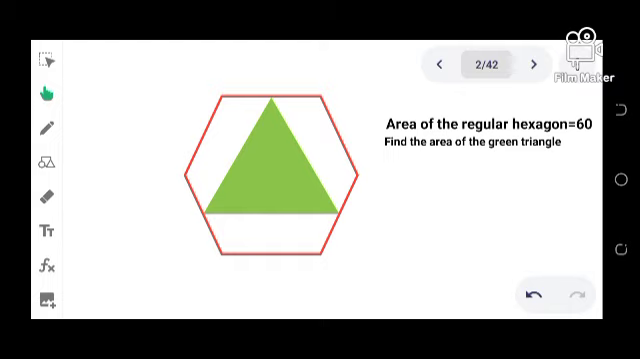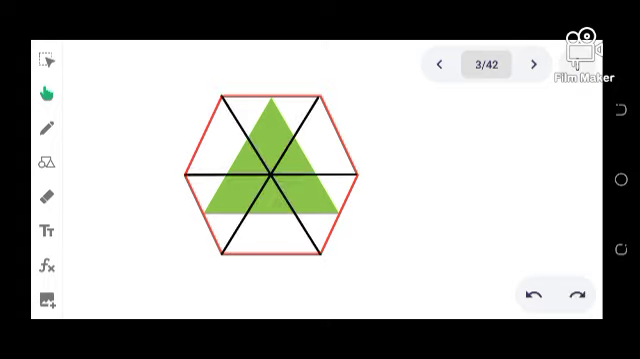To solve this, recall that the areas of polygons are derived from triangles. So we're going to use that approach to find the area of the triangle. Let us start by drawing the diagonals of the hexagon, like that one. Now, if we continue to draw segments in this manner, we will see that the entire hexagon is made up of small triangles, and so is the green triangle as well.